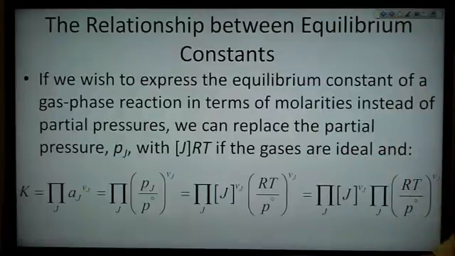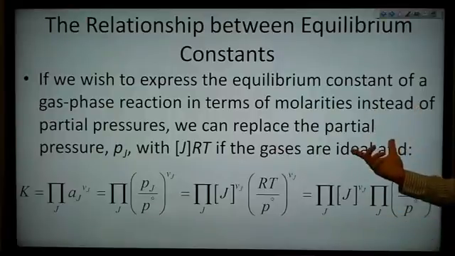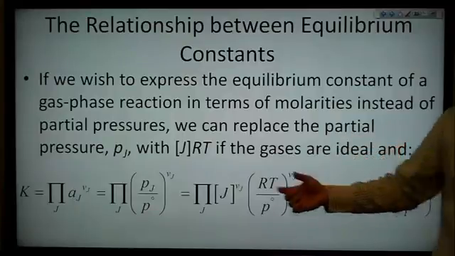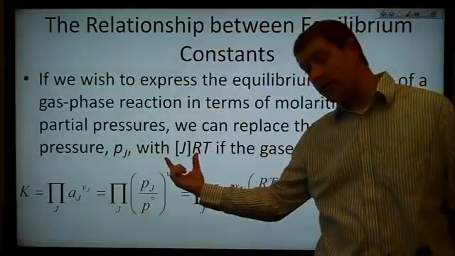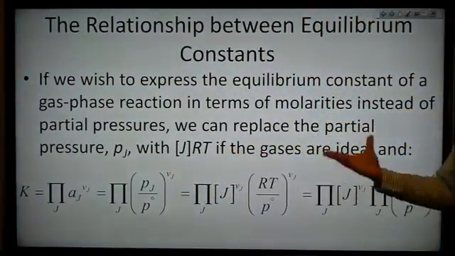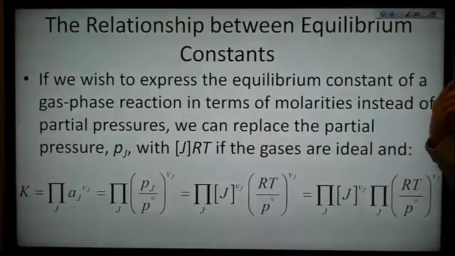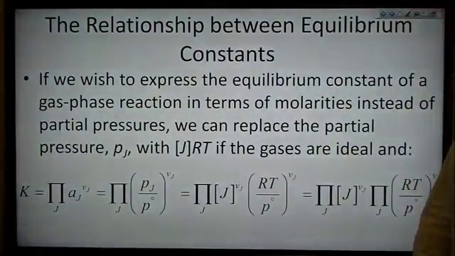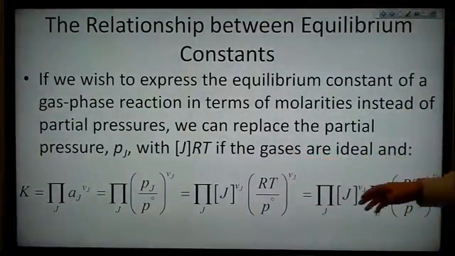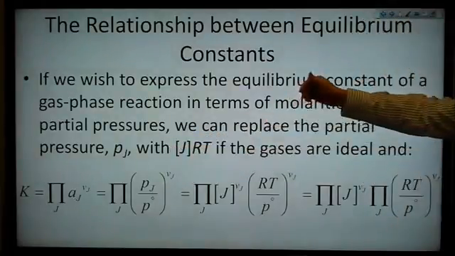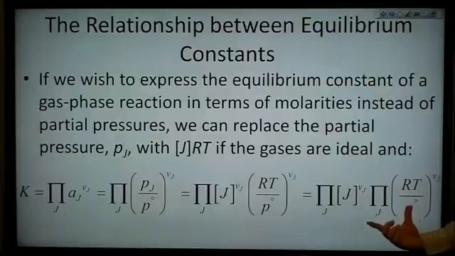So if now we wish to express our equilibrium constant of a gas phase reaction in terms of molarities instead of partial pressures, we can now replace the partial pressure Pj with a concentration of J times R times T if our gases are ideal, and that means that now our equilibrium constant is equal to this, once we replace our partial pressure of J with our concentrations.